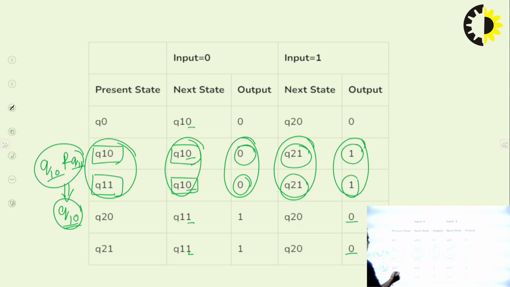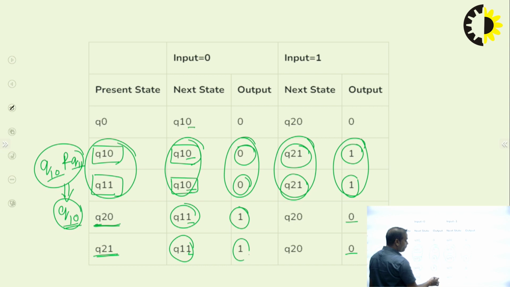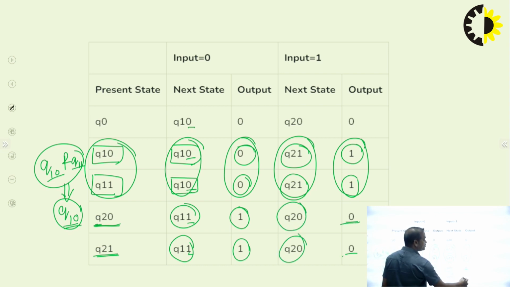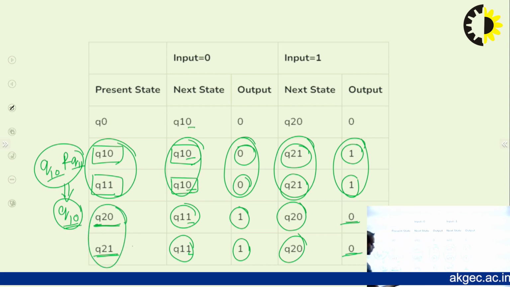Same condition for Q20 and Q21. The next state is Q11, Q11. The output is 1, 1. The next state Q20, Q20 and the output is 0, 0. So we have to combine this Q20, Q21 into a single state Q20 or Q2. We have to write any, that is your choice. We have to write Q20 or Q2. Here we have to write Q10 or Q1. That depends on you.